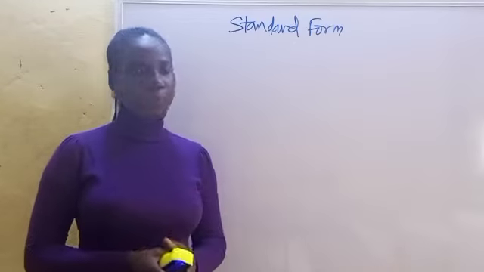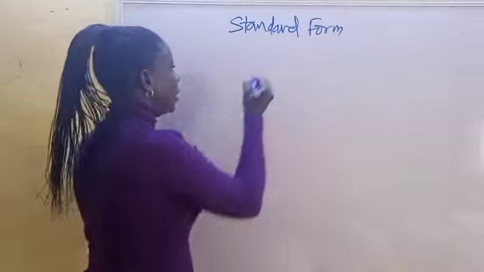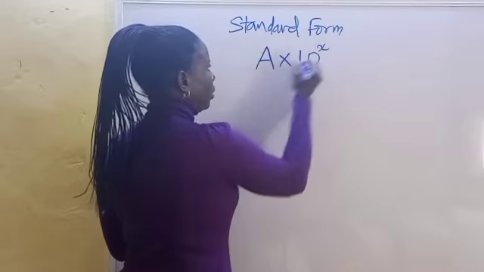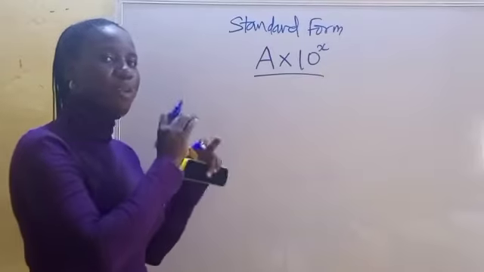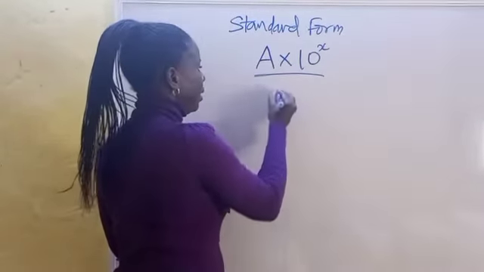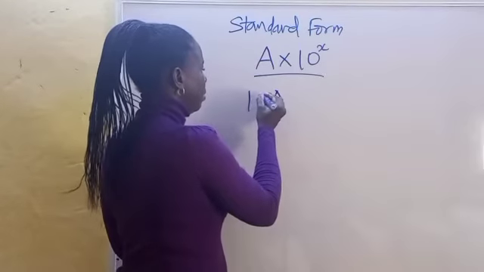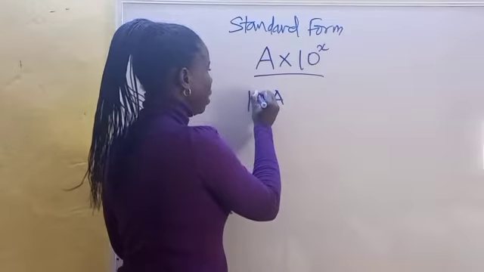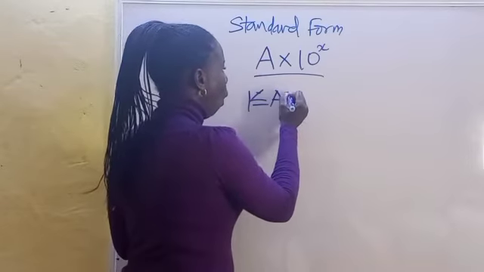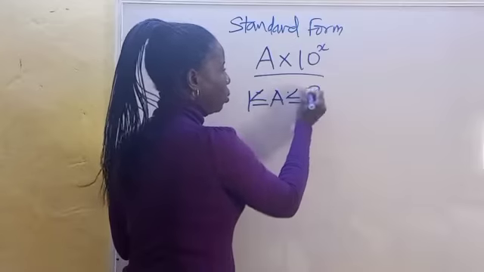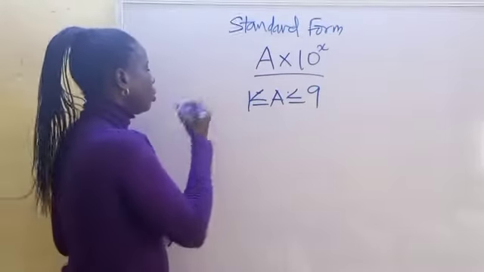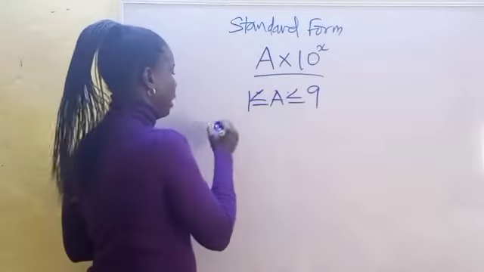indices notation. So standard form basically is being written thus. Your standard form is expressed like this, where your A is a number that is greater than or equal to 1 and less than 9, between 1 and 9. So let's quickly look at simple examples.